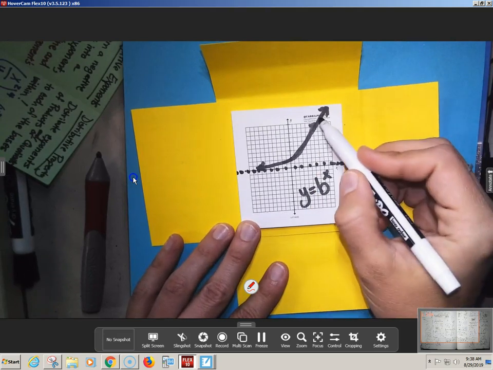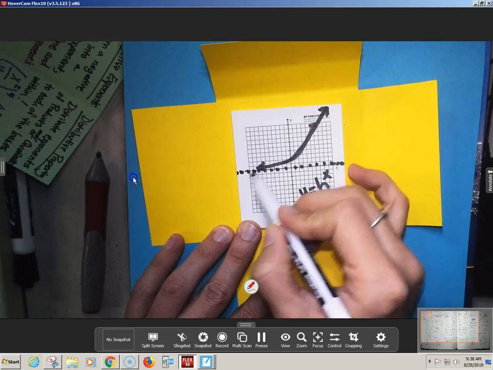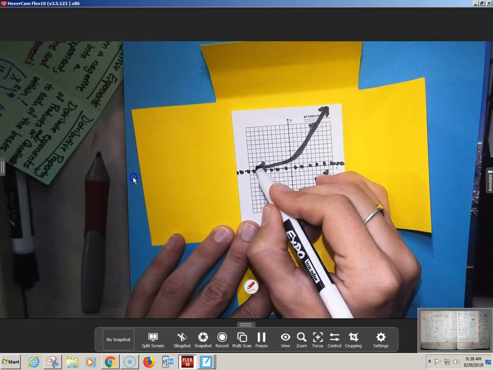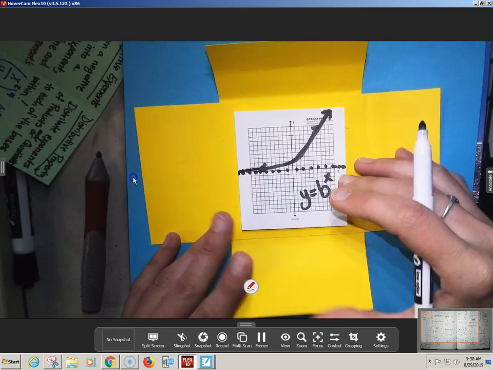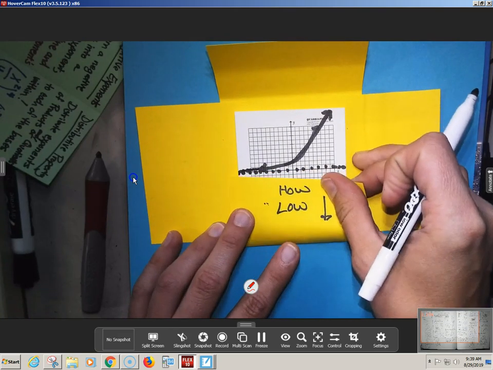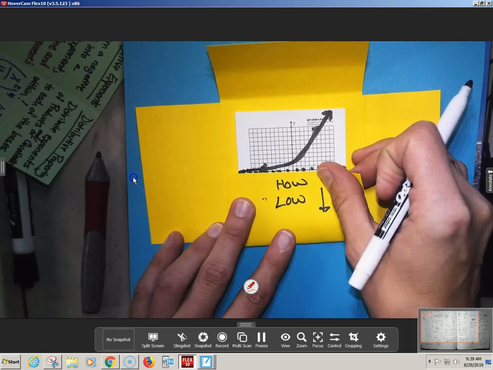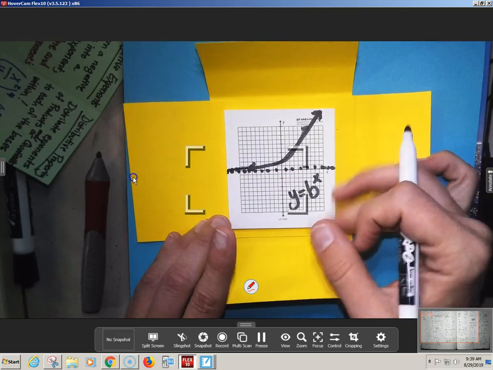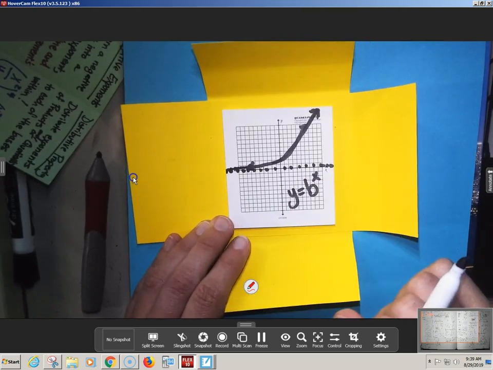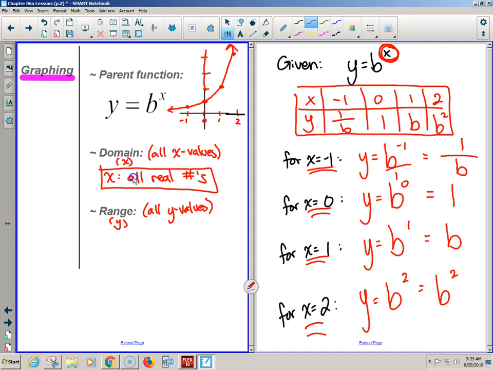But this exponential function has an asymptote, a horizontal one. So guess what? It's going to get closer and closer and closer, but never pass. When I ask how low, it actually doesn't go any lower than 0. It's never going to go to any of these negatives down here. So y greater than 0. For the y values, it's going to be greater than 0.